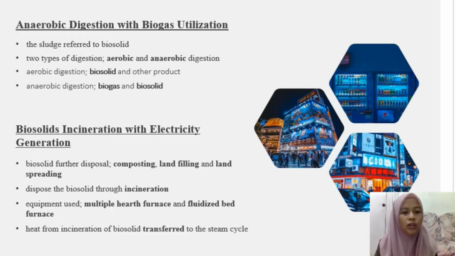Next, biosolid incineration with electricity generation. Biosolid needs to be further disposed of through composting, landfilling, and land spreading. An alternative way to dispose of the biosolid is through incineration, which costs more than the other three methods. There are two types of equipment used in this process, which are the multiple hearth furnace and the fluidized bed furnace. This paper records that heat produced from biosolid incineration is transferred to the steam cycle, causing the turning of a turbine connected to a generator, resulting in the generation of electricity.